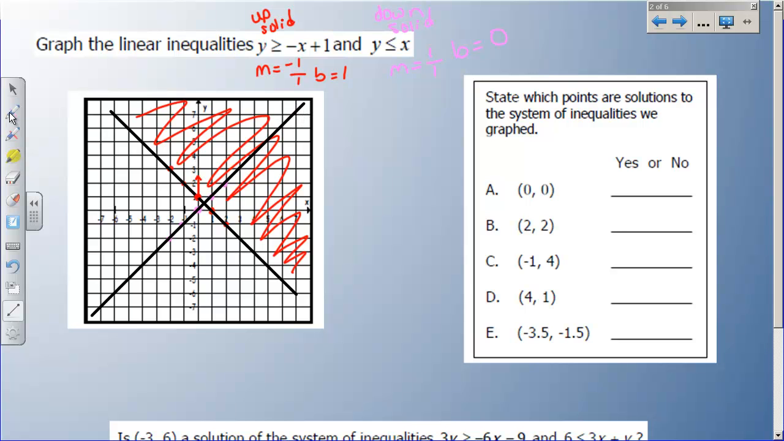And so there is that line. And this time I need to shade. And again, I have to shade, but now I'm going to shade down because it is less than. So if I started at my y-intercept, I want to shade everything in this direction. So now I'm going to shade everything underneath my line.